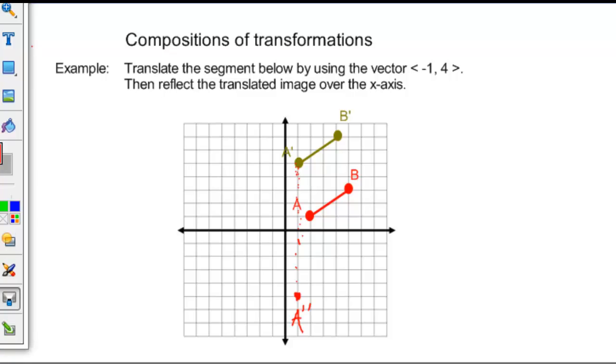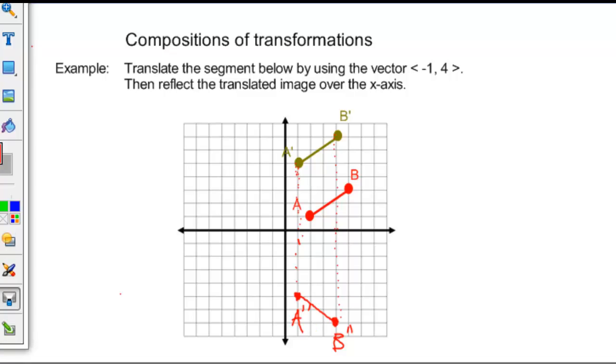Let's do the same thing with B prime. That is going to be 7 units from the x-axis. So let's go 7 units below the x-axis and put our B double prime point there. And then we'll finish the job by connecting the 2 points and making our segment. So A double prime, B double prime is the result of a composition of transformations.